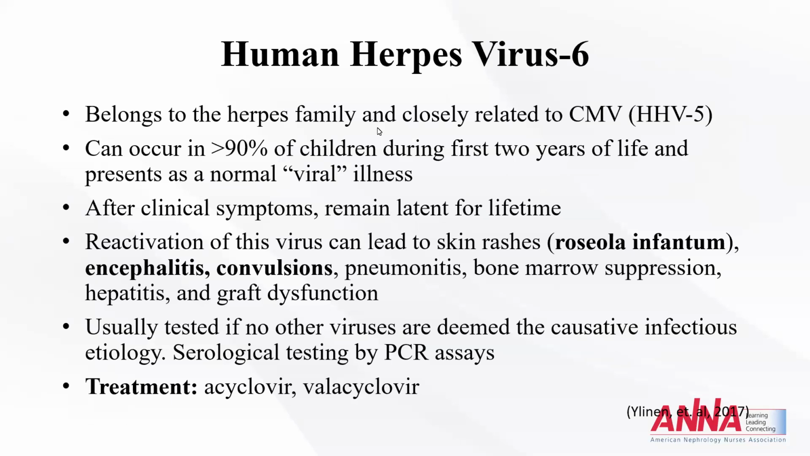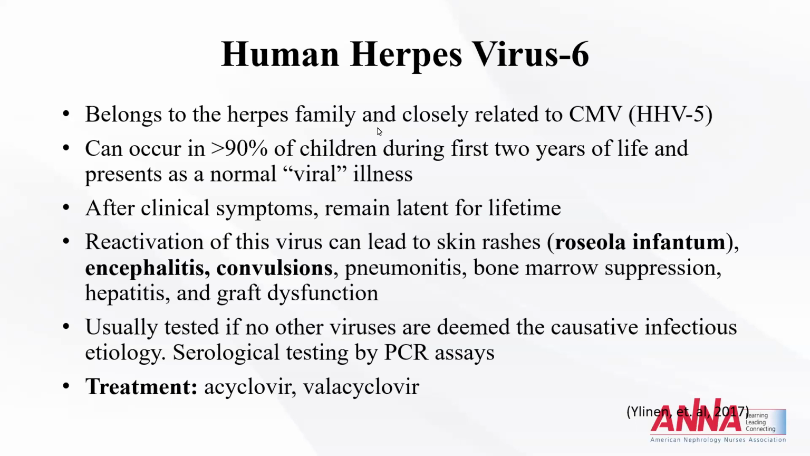Another human herpes virus that I've seen a few patients have is human herpes virus 6. I don't think of this one very commonly. It belongs to the herpes family by the name, but it's closely related to CMV, or HHV5, in how it presents and how it acts in the body. So if you're testing CMV and you're testing EBV and something's not making sense, you might mention to the nephrologist or your team, hey, have we thought about human herpes virus 6? It can occur as well and present very similar symptoms.